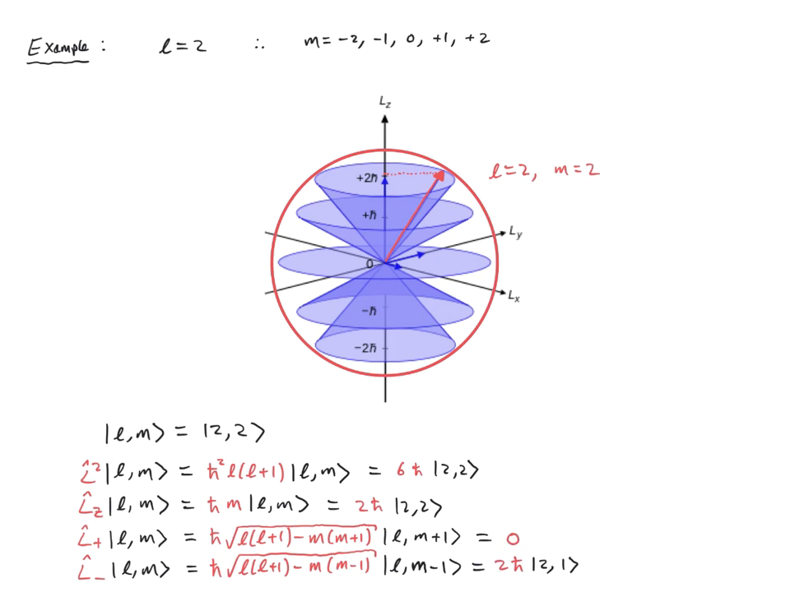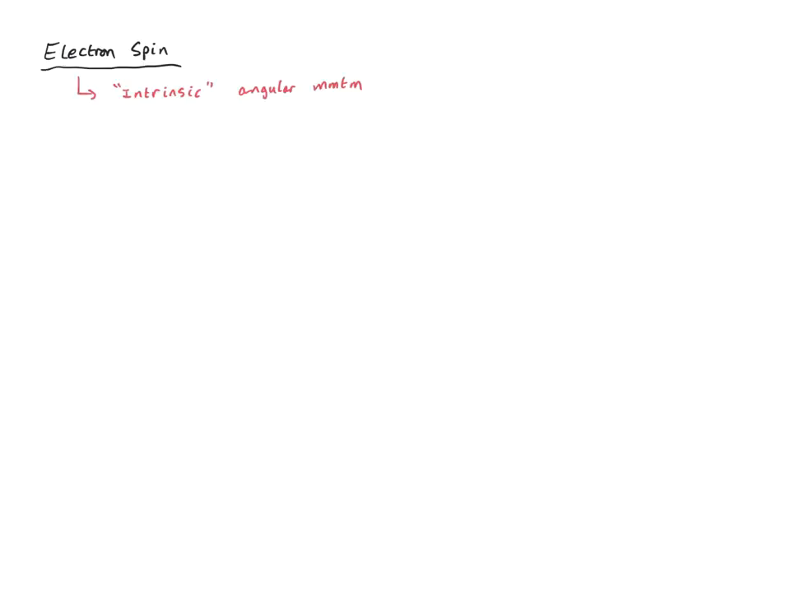Altogether, this defines the operator algebra for angular momentum, and in practice, this is the kind of thing we would use to describe the orbital angular momentum of electrons in atoms. Of course, electrons also have an intrinsic angular momentum, which is called spin, and that's what I want to talk about next. Electrons are fermions and have an intrinsic spin angular momentum.